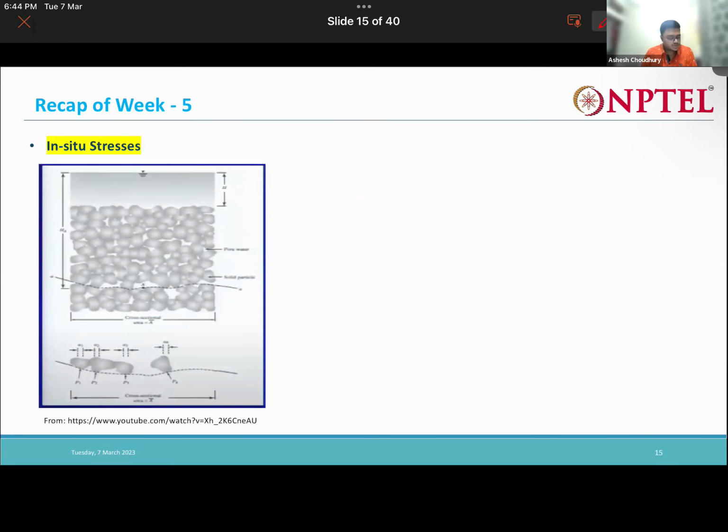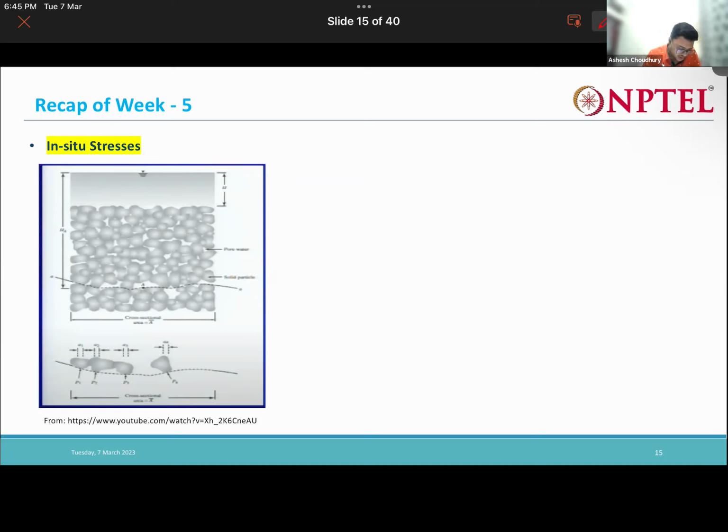So the next topic is that of in situ stresses. In situ means nothing but the native state, the natural state of the soil. What are the stresses? In the natural state, what stresses are actually coming onto the soil particles? That is nothing but the in situ stresses.